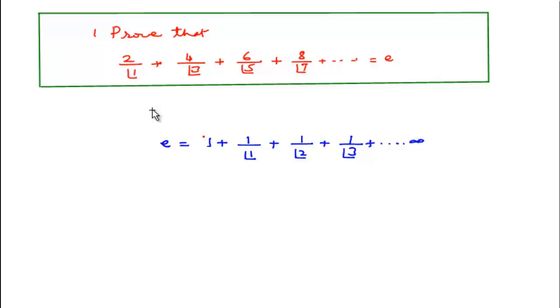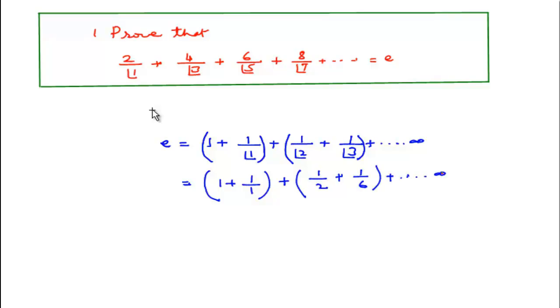Now if I club the numbers like this, that first and second are taken, third and fourth are taken, and likewise, then I obtain while solving that first bracket will be 1 plus 1 upon 1 plus second bracket will be 1 upon 2 plus 1 upon 6 and likewise to infinity, because factorial 3 is 3 into 2 which is 6.